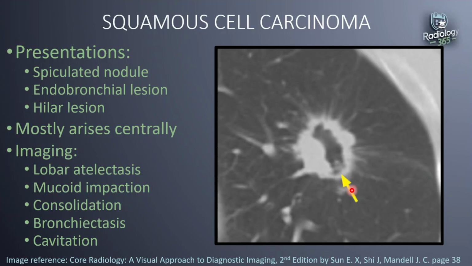Now, common radiographic findings are lobar atelectasis, mucoid impaction, consolidation, and bronchiectasis. It's important to note that squamous cell carcinoma has the propensity to cavitate. The way I try to understand squamous cell carcinoma is just putting at the back of my mind that it is highly associated with smoking.